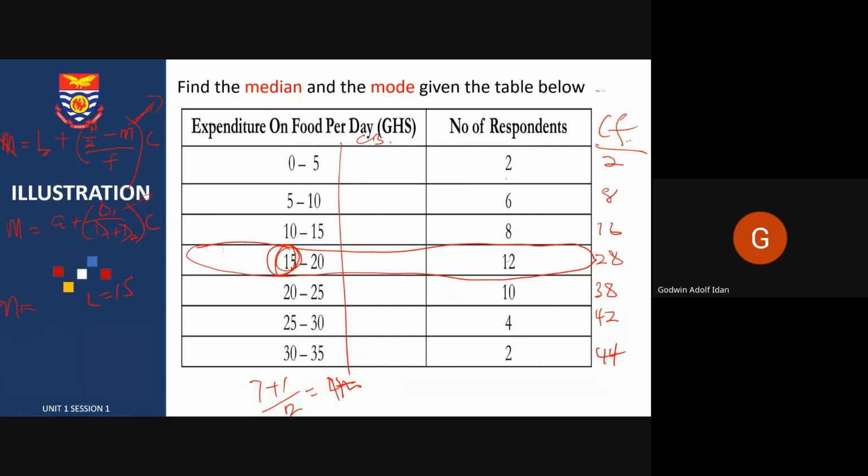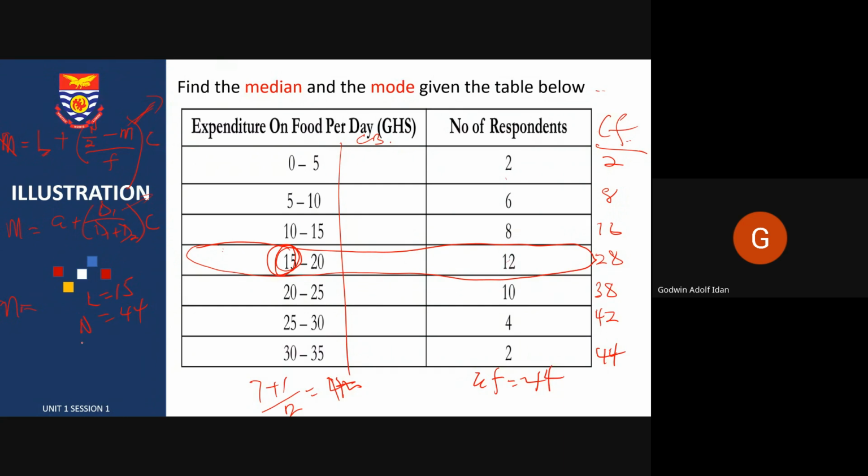Then we go to compute our n. N is simply the summation of the frequency. So the summation of the frequency is 44. So our n is also equal to 44.